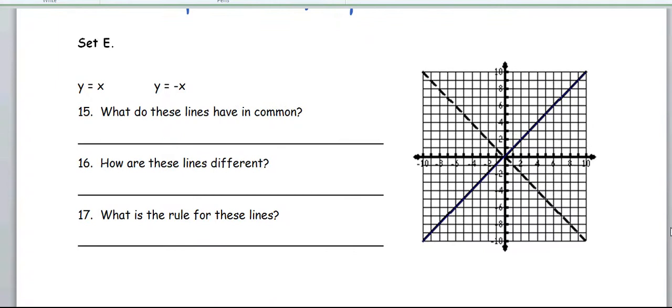All right, let's look at set E. Now on this, I'm going to put the slope is 1. And on this, the slope is -1. So let me make a fraction. The first one is 1 over 1. The second one is -1 over 1. They are opposite reciprocals. They are perpendicular.